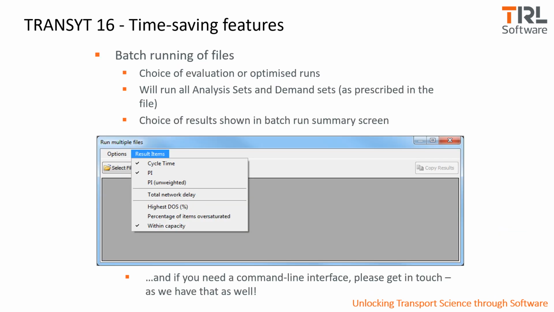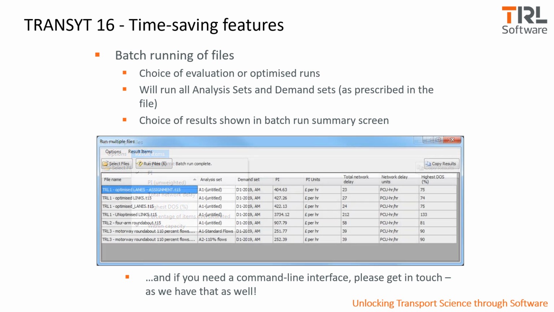Another time-saving feature is the batch running facility, so you can select all the files you want in a particular folder, then choose evaluation runs or optimize runs, whichever you prefer, and it'll run all the analysis sets and demand sets within these files based on the ones that are prescribed in the files as being wanting to be run in the first place. So you set them up in the file first. Then you choose the runs. You have a choice of results shown in the batch run summary screen on here. Obviously you can open up each individual file later on to look at the full raft of outputs.